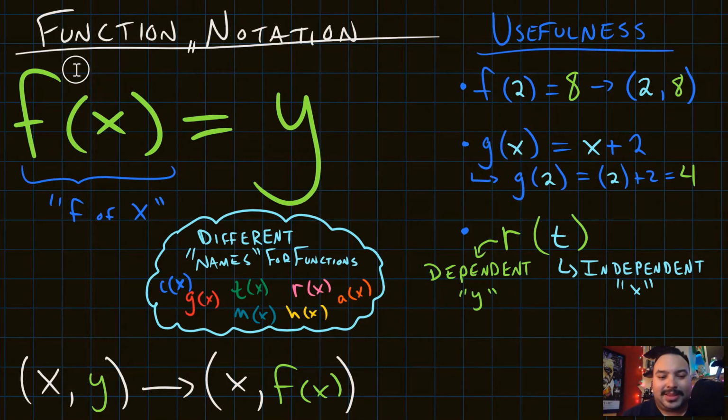Here we can look at it the same way. F of x. So we know x is independent and f is the dependent. So those are just some of the ways that function notation is useful. Let's look at a few ways that we can use function notation to answer some questions about functions.